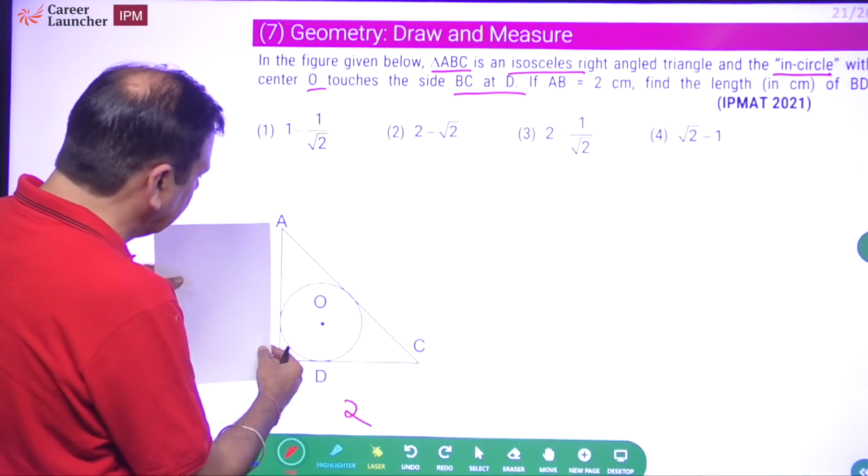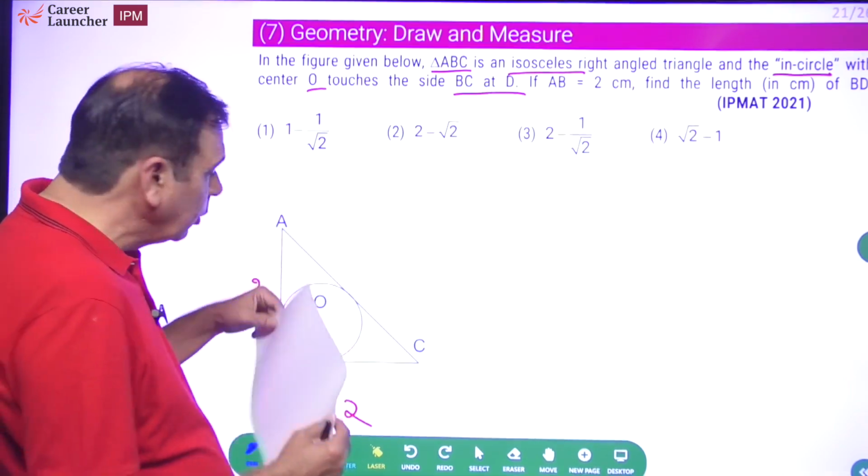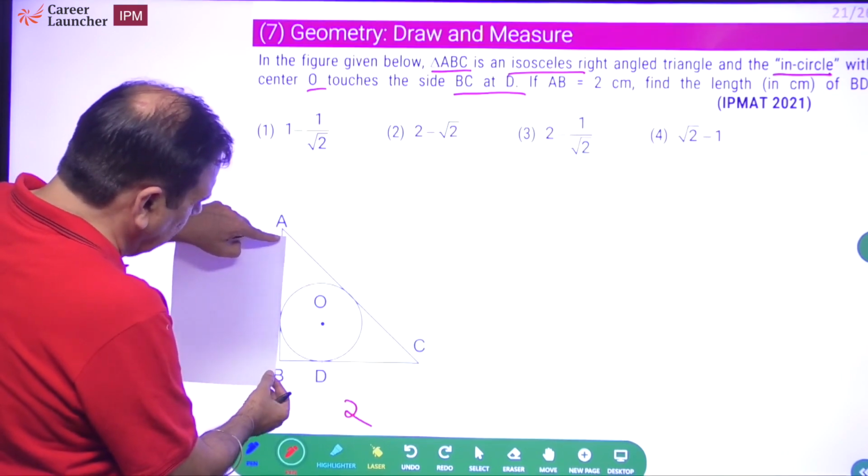So what should you do? Take your rough sheet. In your exams, you will get a rough sheet. Keep it on the screen.